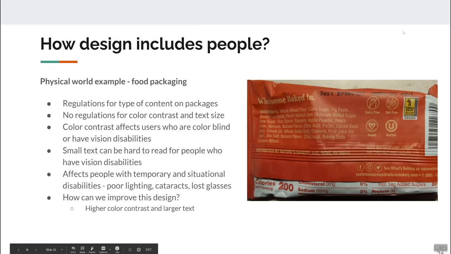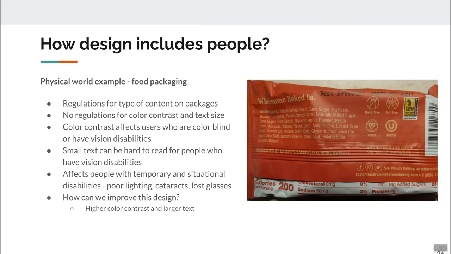For the physical world, we also need to think about things like food packaging. We see on the right a picture of a snack package with a peach background and light peach text. Now, there are regulations for the type of content on food packaging, like the nutritional information and the ingredient list. But there are no regulations for the color contrast or text size. So let's think back again about that question of, as a user who is colorblind, how is this product going to include or exclude me?